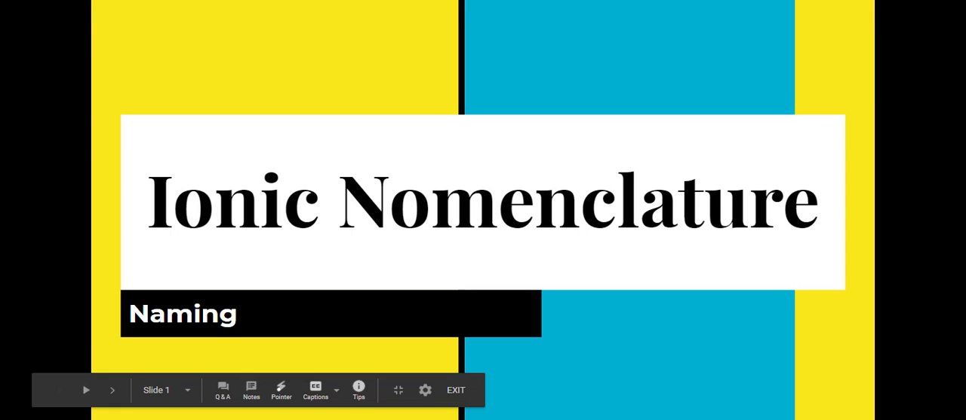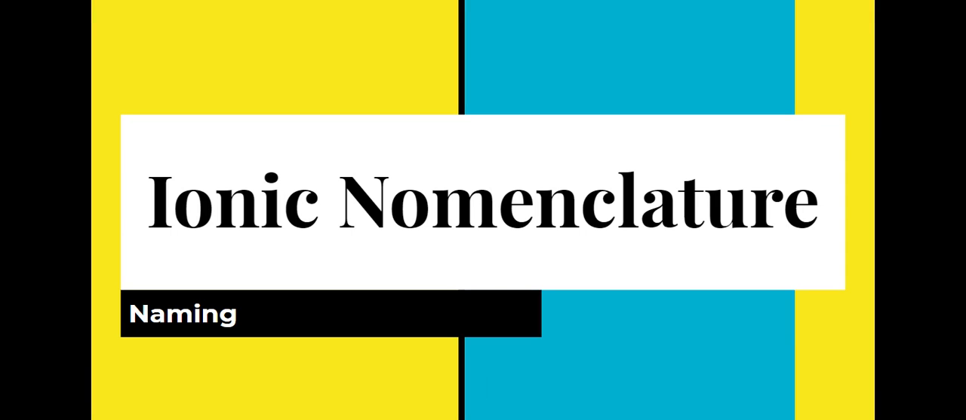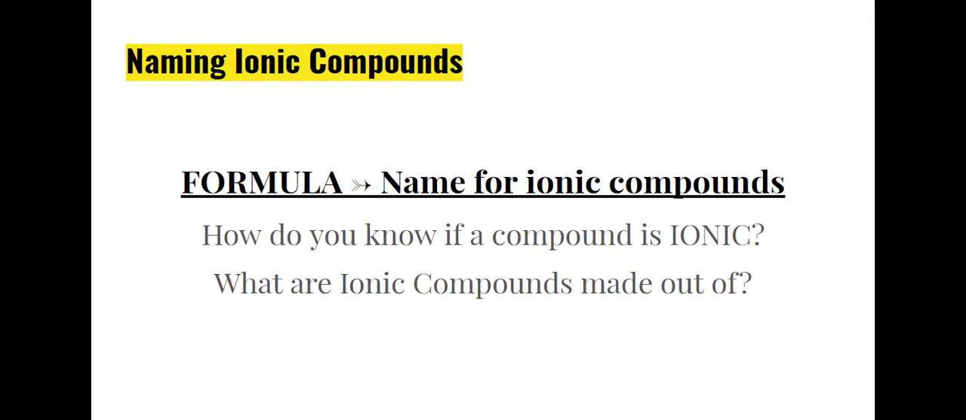So previously we learned about ionic bonding, and now we're going to learn about what we call ionic nomenclature, which is just a fancy way of saying, how do I name an ionic bond? That's what nomenclature is, naming. So to name an ionic compound, you first have to remember how you know if a compound is ionic.